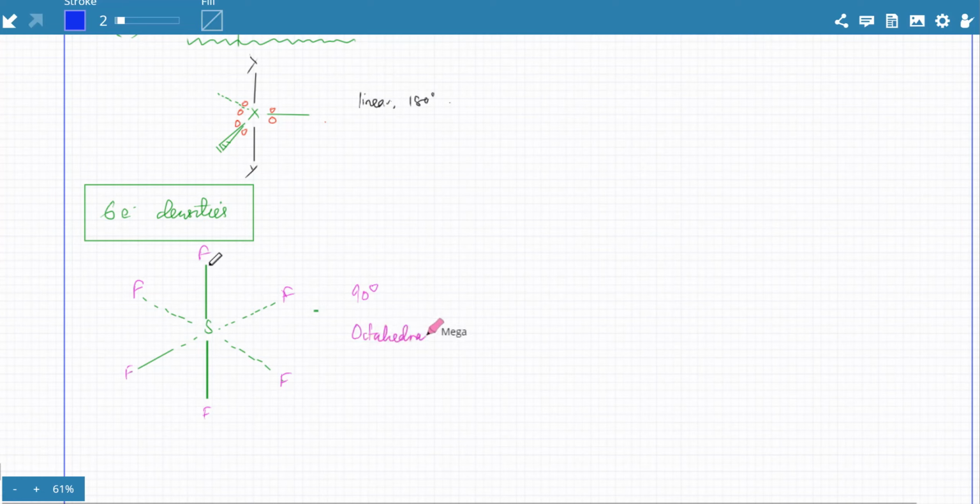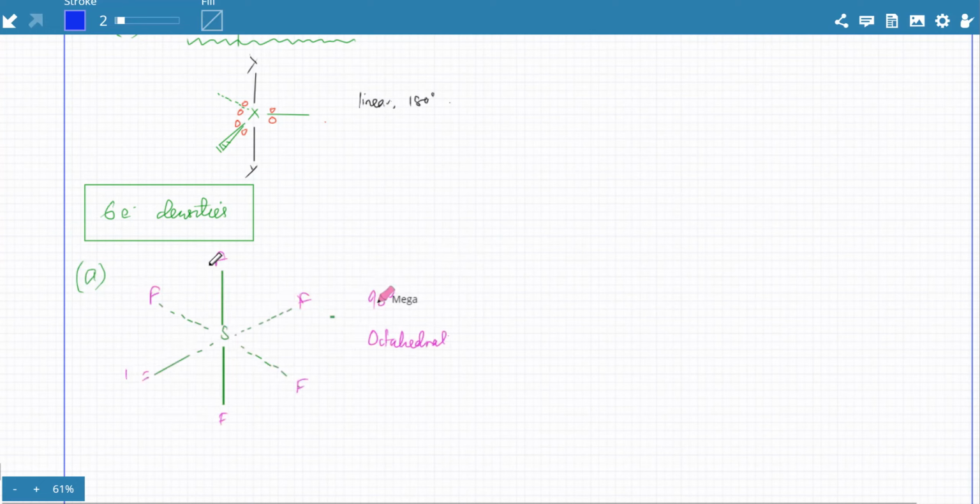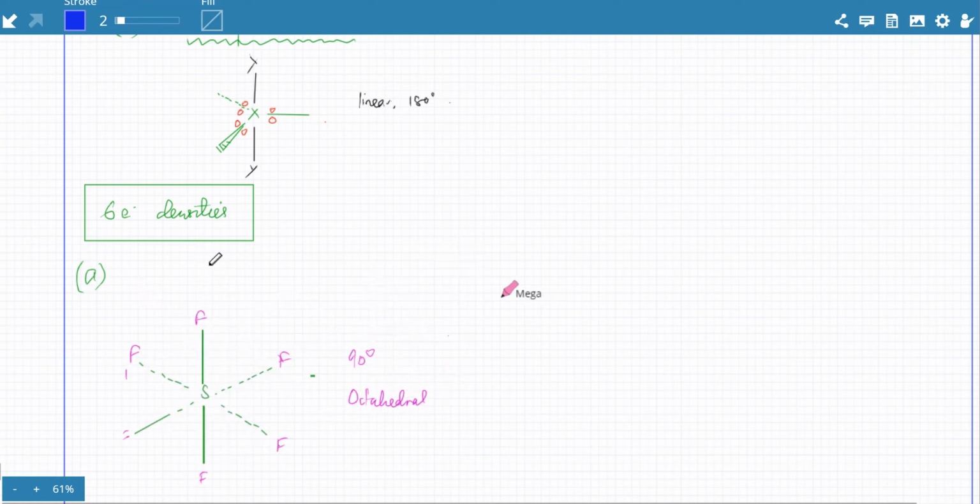Okay. So this one is octahedral. That's 6 electron densities. Version A is when you have 6 bonds. The other version could be that if you have one lone pair, that's version B. So version B would be one lone pair plus 5 bonds.